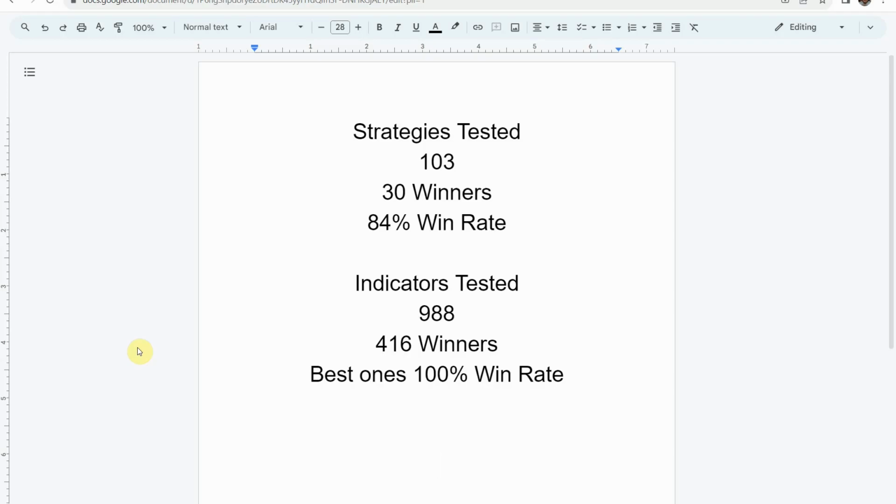We've also tested a total of 988 indicators, with 416 of them being winners. The best ones so far were able to achieve a 100% win rate. Now you need to go back and watch those videos to understand the context of how they were able to achieve that. So go back and watch those videos and see what you can get out of those winning indicators. And keep in mind that we test most of these indicators and strategies on the Forex and crypto market, but they can be applied to just about any market and time frame universally.